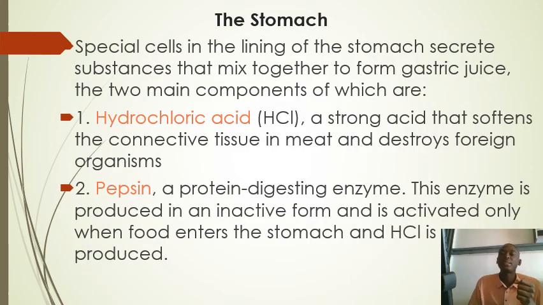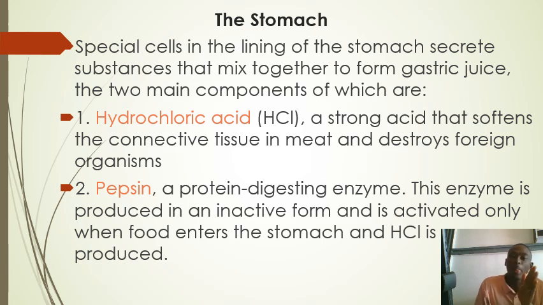The special cells in the lining of the stomach secrete substances that mix together to form what is known as gastric juice. The two main components of gastric juice are hydrochloric acid and pepsin. Hydrochloric acid is a strong acid that softens the connective tissue in meat when we eat meat. HCl softens the collagen in the meat for easier digestion, and it also destroys foreign organisms.